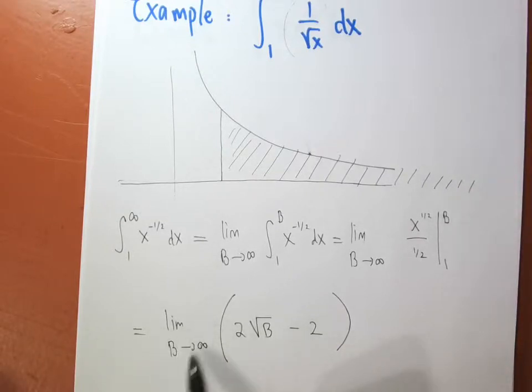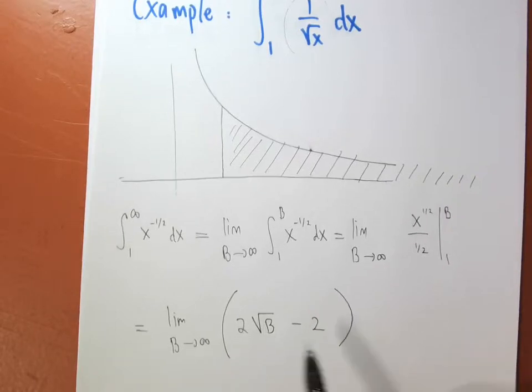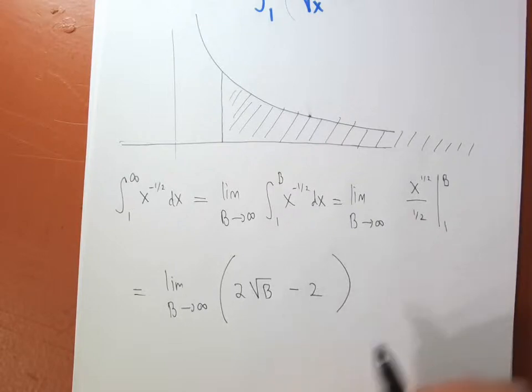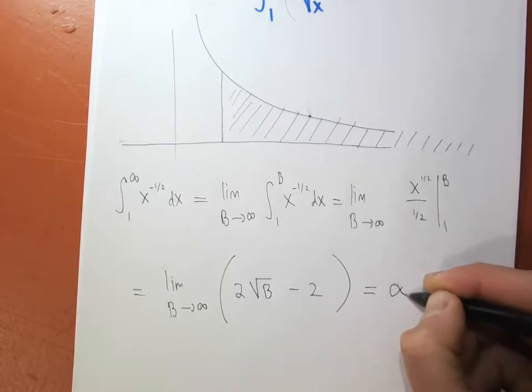Okay, now we want to think about what happens as b gets big. If you pick a really big number, say 1,000,000, well, what's the square root of 1,000,000? That's 1,000. That's a pretty big number. If you pick an even bigger number for b, the square root of that is still a big number. So that means as b goes to infinity, so does square root of b. So this limit actually equals infinity.